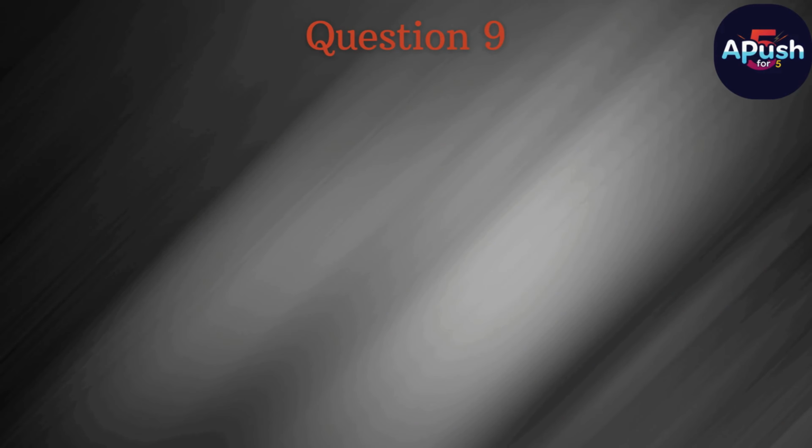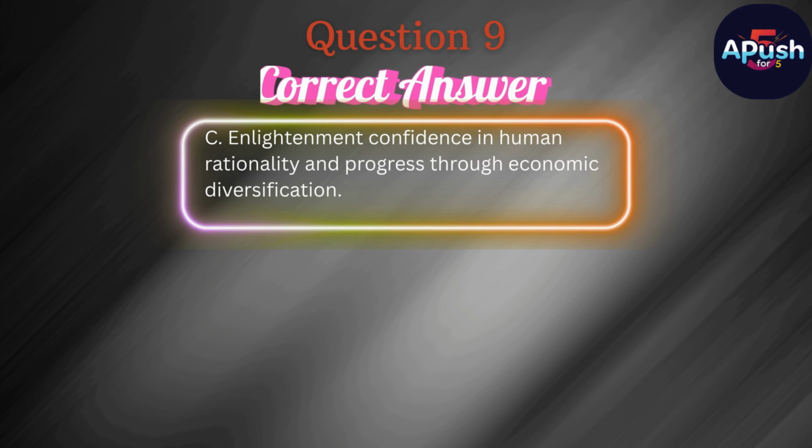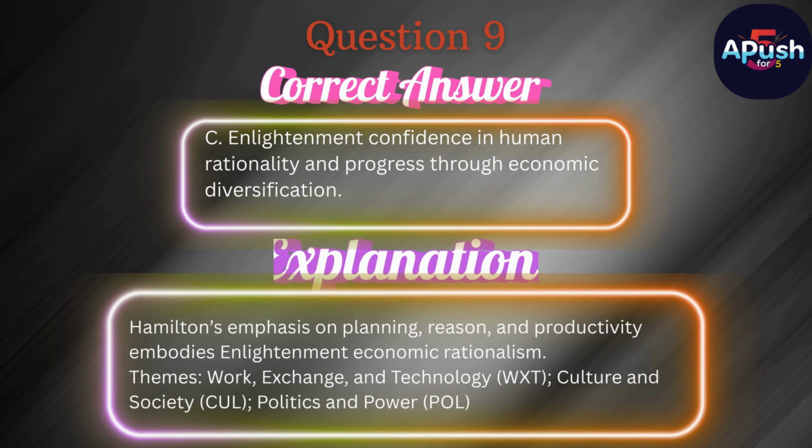The correct answer is C. Enlightenment confidence in human rationality and progress through economic diversification. Hamilton's emphasis on planning, reason, and productivity embodies Enlightenment economic rationalism.